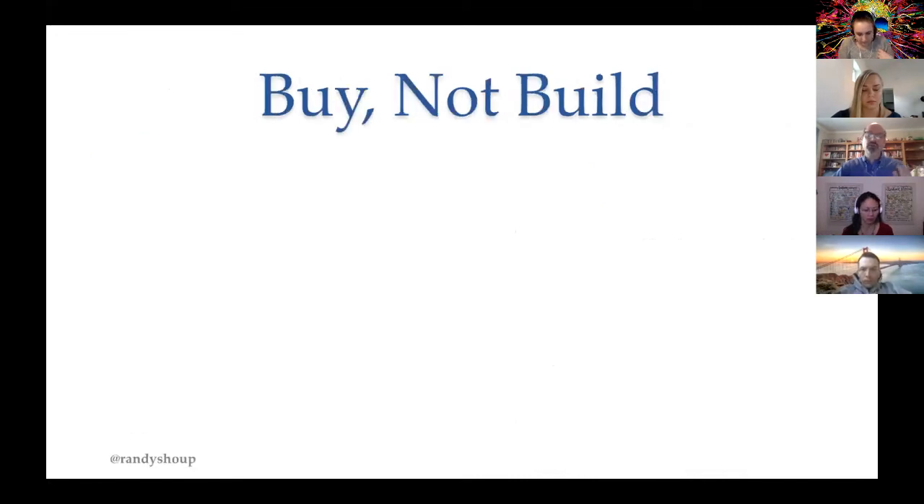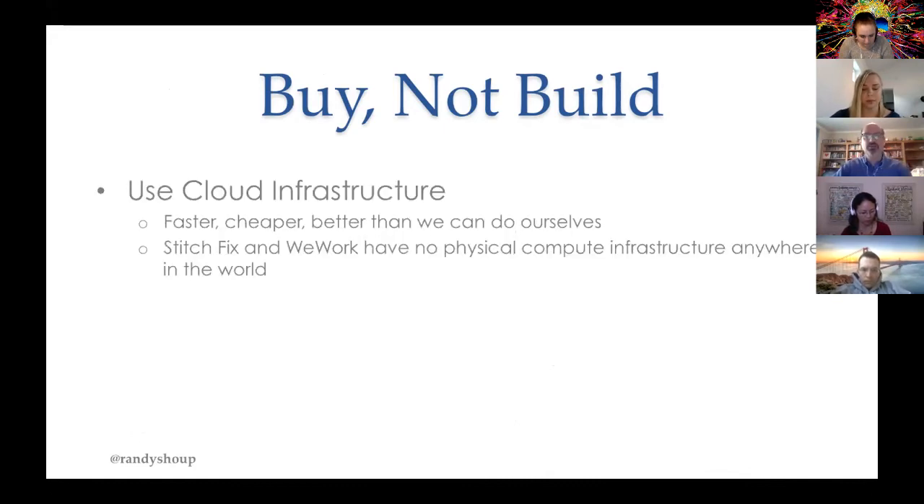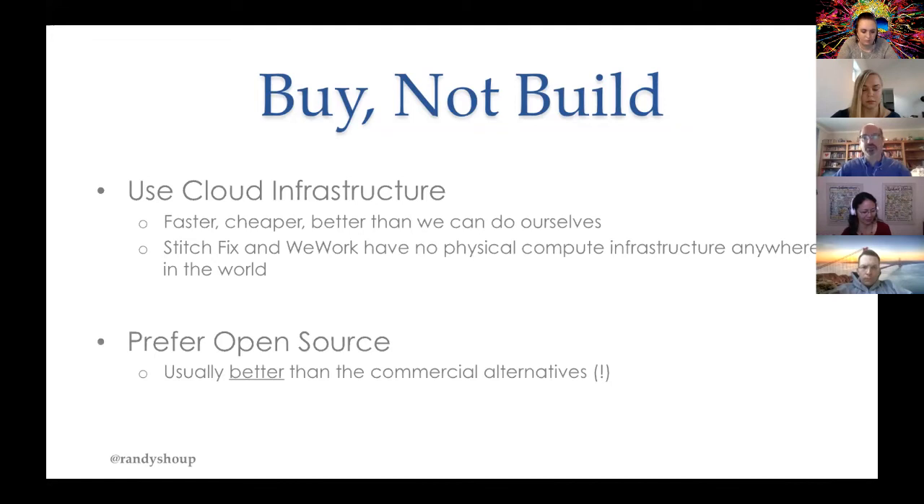Okay. The other aspect here is trying to make sure that we're spending our time building the minimal amount of technology that we need to meet the problem, rather than building other technologies that are more general. So I strongly recommend that we try to leverage as much as possible cloud infrastructure and cloud services. A bunch of the places that I've worked for recently have no physical infrastructure on the planet. Both Stitch Fix and WeWork are physical businesses, you know, as their actual job, but they have no physical compute infrastructure anywhere. They do everything in the cloud. I strongly, particularly at this phase, prefer using open source technologies as much as possible. Usually they're better than the commercial alternatives, but also they give us a lot of flexibility to figure out what we need to do going forward.